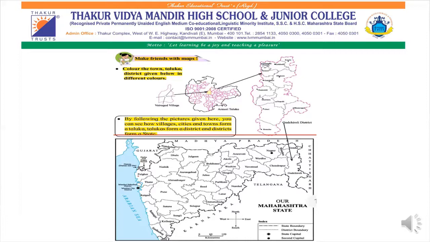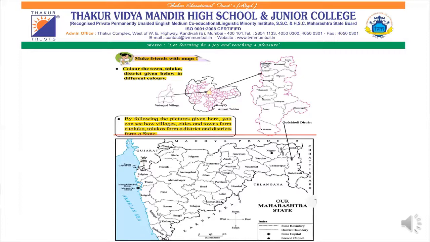Down, our Maharashtra state map is given. In this map you can see the names of the different districts. We can read the names: Nasik, Dhule, Jalgaon, Ahmednagar, Aurangabad, Raigad, Pune, Thane. These are a few names I read for you. These are the names of the different districts. And one name is taken, that is Gadchiroli district.